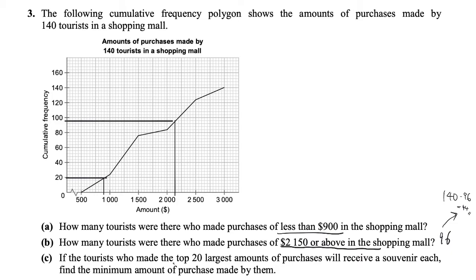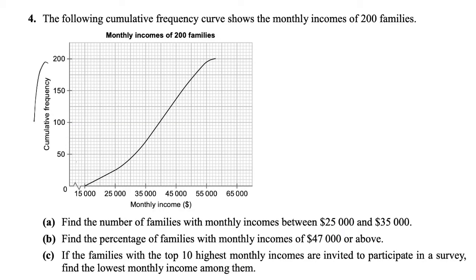Last one, if the tourists make the top 20 largest, that means now you look at this value from 120 and draw the straight line, and you can find out the number will be like this, and this one will be 2450. That means this number will be the minimum amount. Do remember when we talk about cumulative frequency, this one is what we call the class boundary. It is the upper class boundary of the group or the interval.